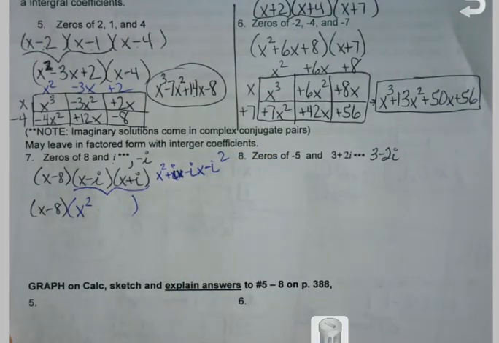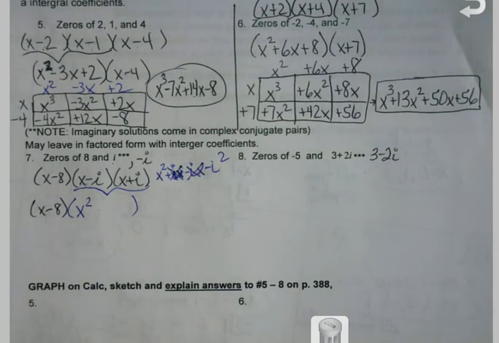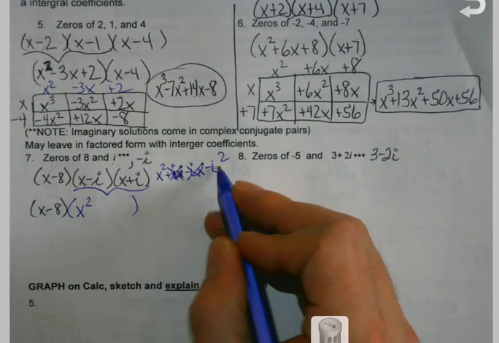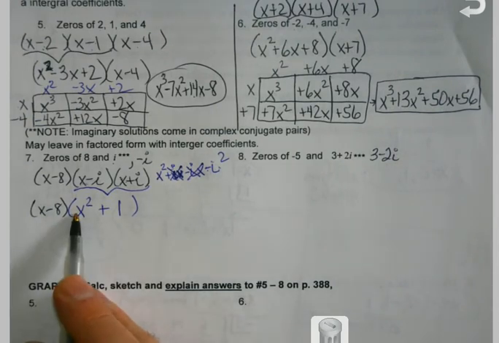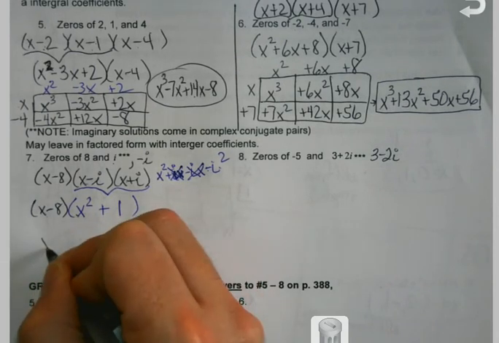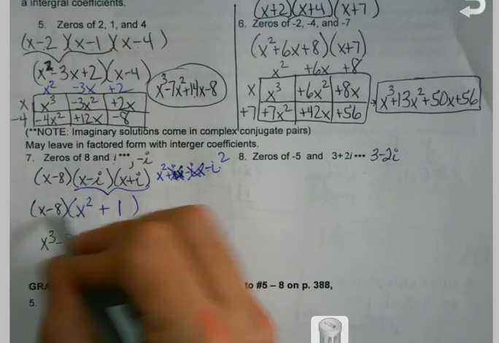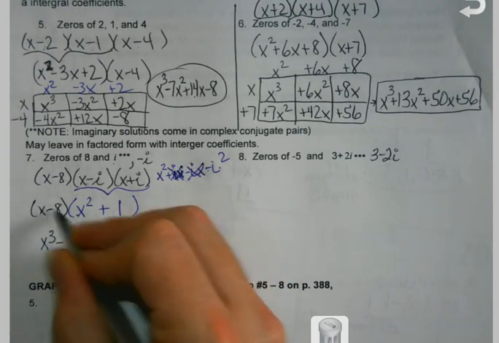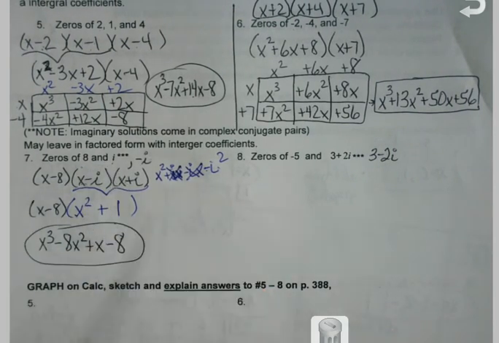I just want you to see where I'm coming up with this. The ix and the minus ix would cancel. And what's i squared equal again? Negative 1. So this is minus negative 1, which makes that plus 1. Because I should have no i's left once I get done multiplying that out. And then I can either FOIL or box this back out. So if I do, I'd have x to the third minus 8x squared plus x minus 8. And I've got my cubic for my 1, 2, 3 answers.